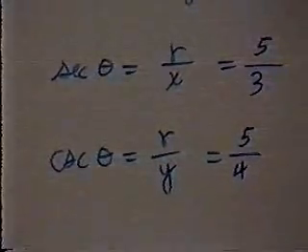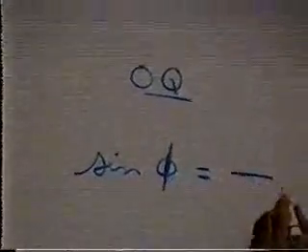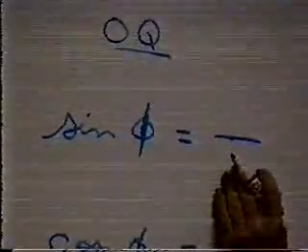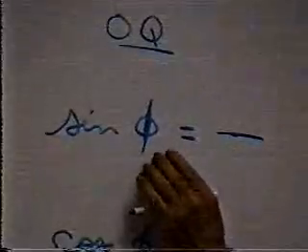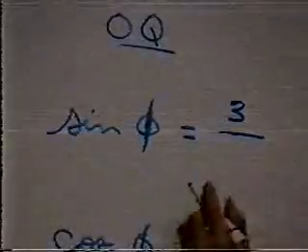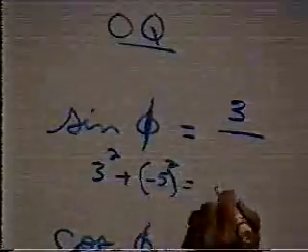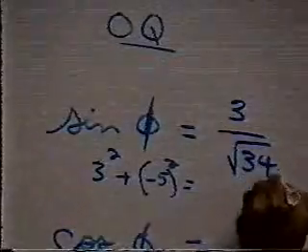All right, now let's look at OQ. Now OQ is at point minus 5, 3. Okay, well, the sine is y over r. I'm not going to do this here, but you should on homework write down y over r. Well, what is y for the angle phi? Well, it's 3. What is r? Okay, well, r is the square root of 3 squared plus minus 5 squared. And so that's what? 9 plus 25, 34. So that's the square root of 34.